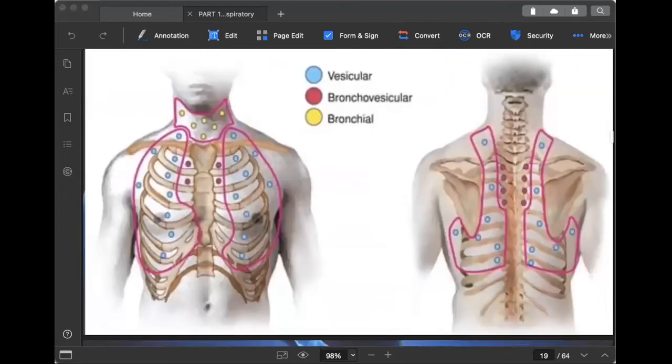Now, these are your landmarks in order for you to properly hear and differentiate your vesicular, bronchovesicular, bronchial, and also your tracheal lung sounds.